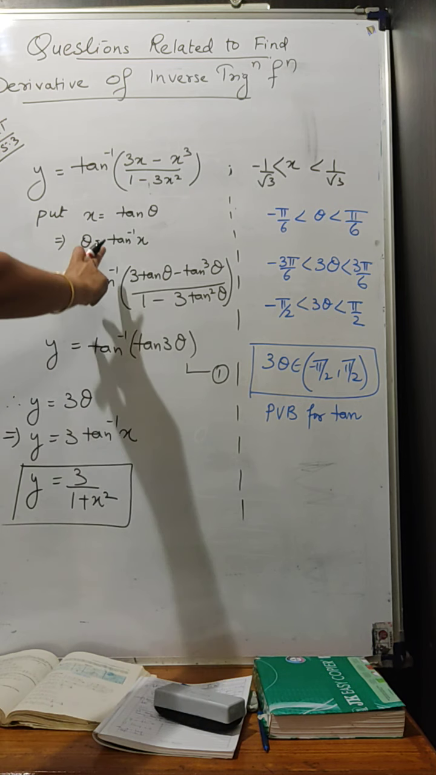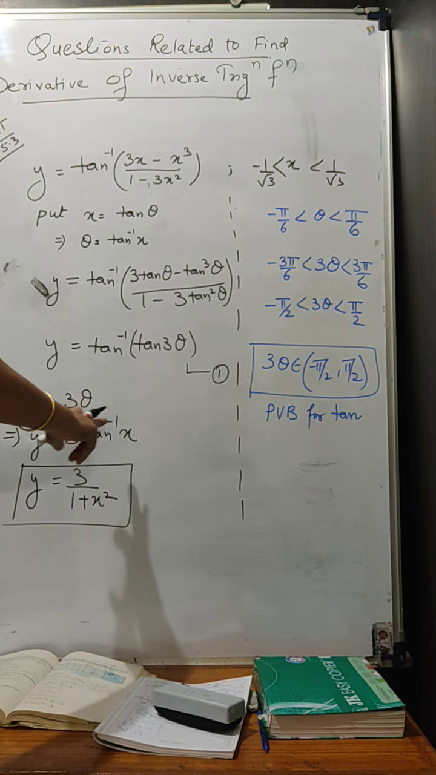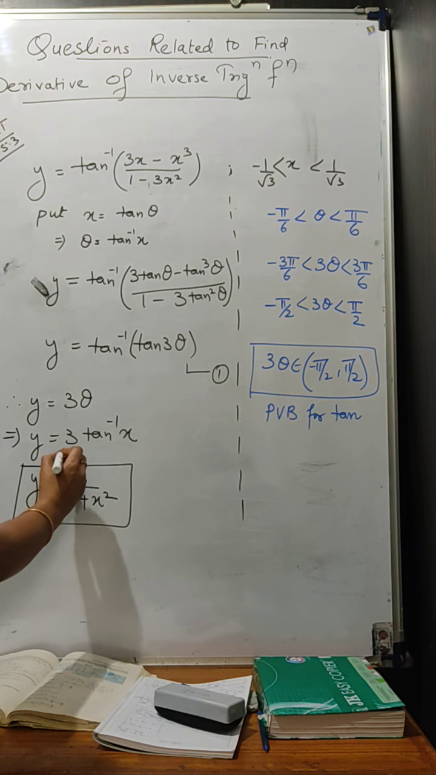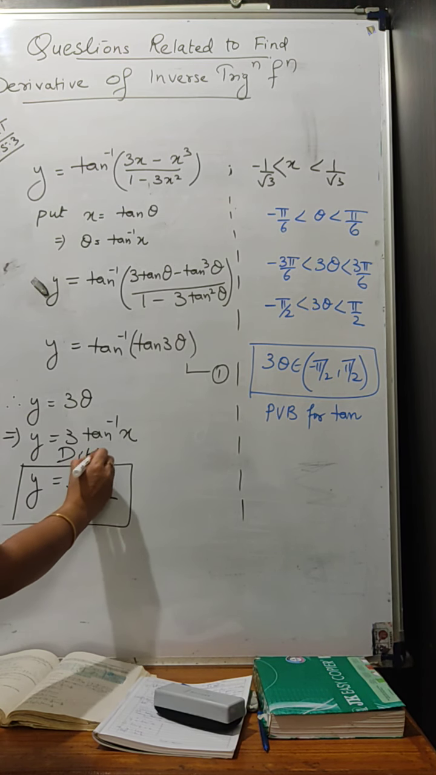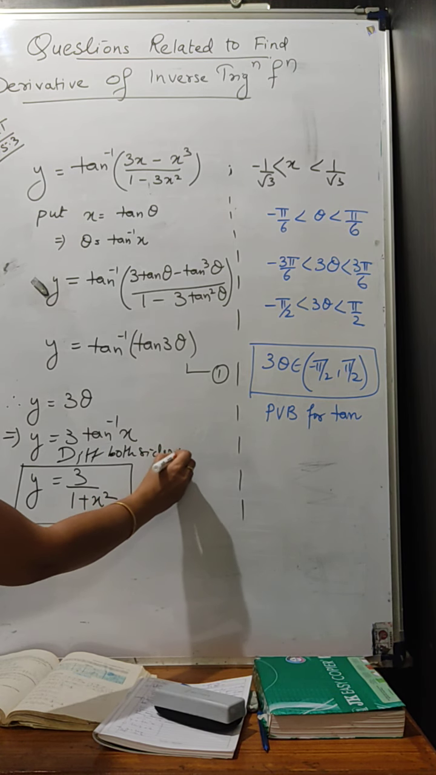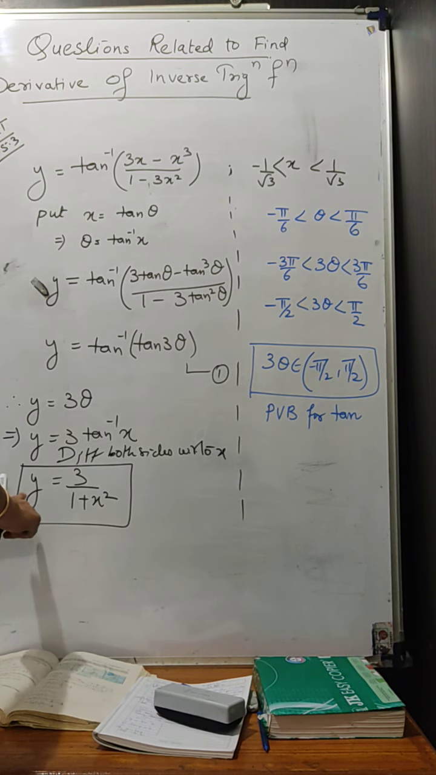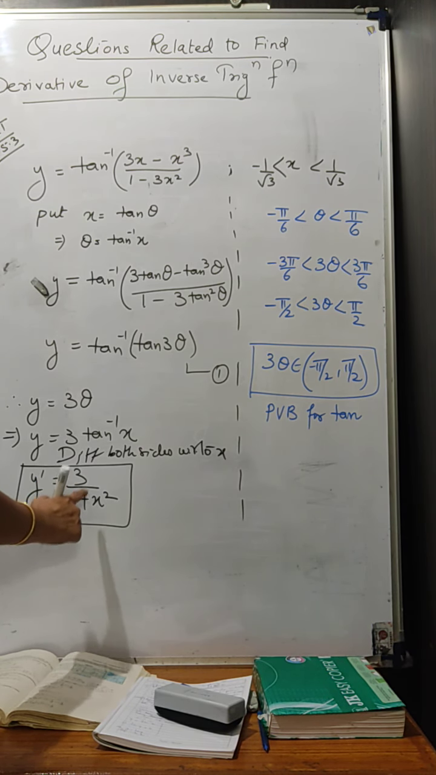Now what is theta? Theta is equal to tan inverse x, so we replace theta by tan inverse x. Now differentiating both sides with respect to x, y dash is equal to 3 times the differentiation of tan inverse x, which is 1 upon 1 plus x square.